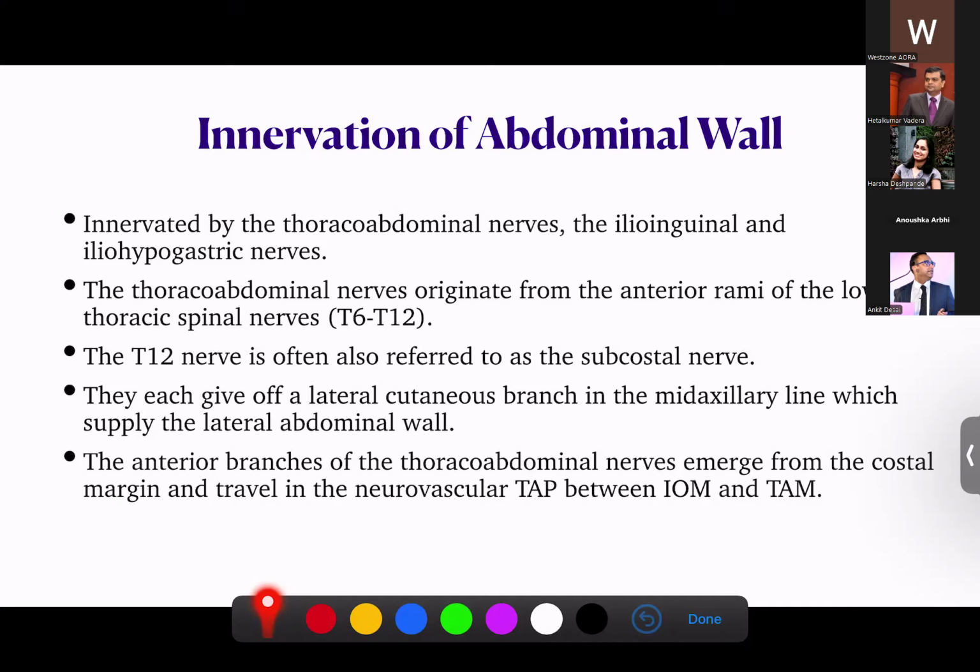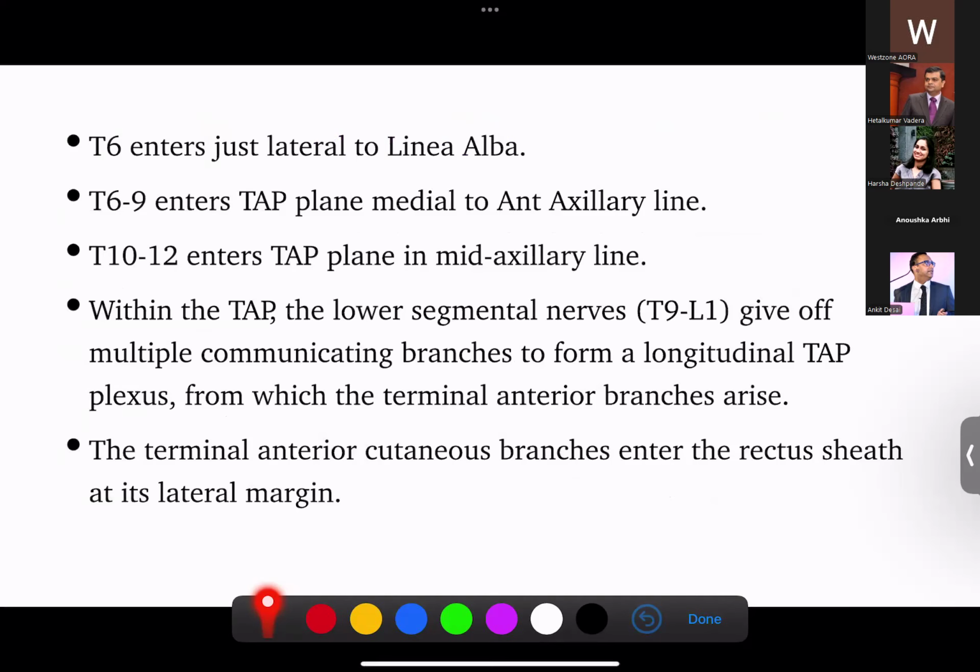The anterior branches of the thoraco-abdominal nerves emerge from the costal margin and travel in the neurovascular TAP plane. T6 enters just lateral to the linea alba. Then T6 to T9 enter the TAP plane medial to the anterior axillary line. Then T10 to T12 enter the transversus abdominis plane. The lower segmental nerves, that is T9 to L1, give off multiple communicating branches, and they form a longitudinal TAP plexus from which the terminal anterior branch arises.